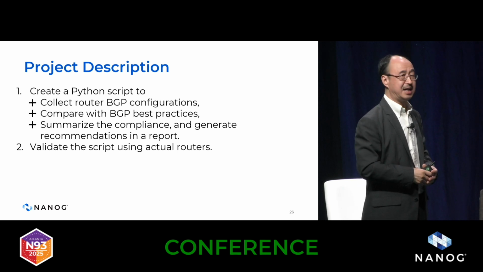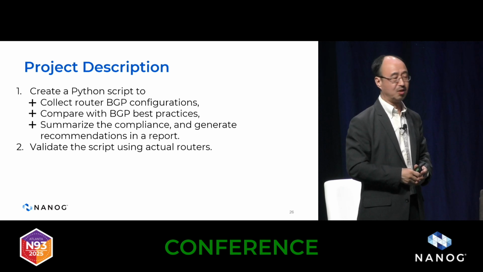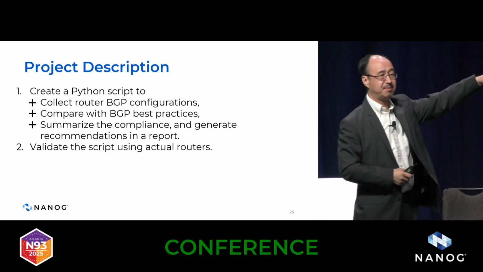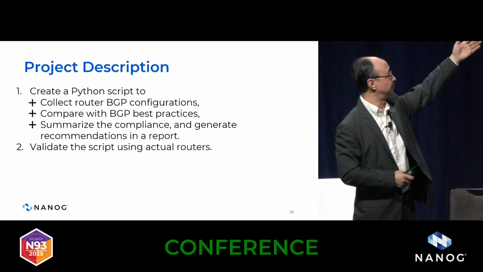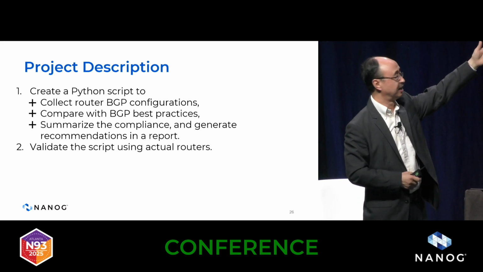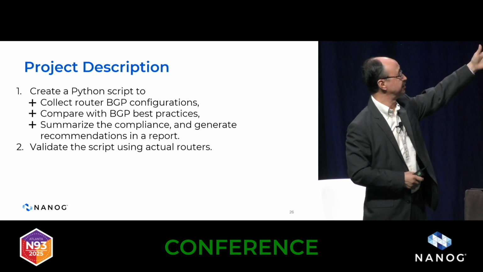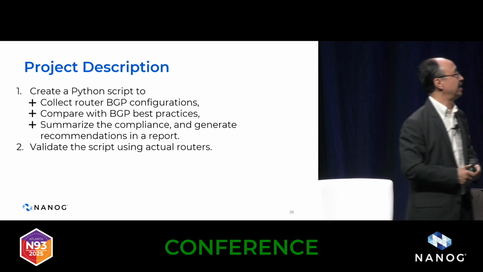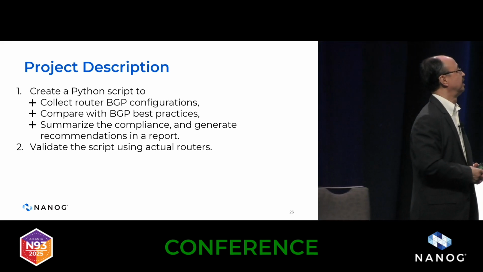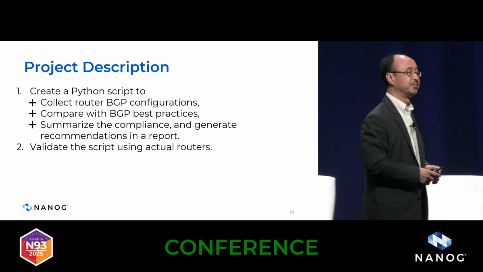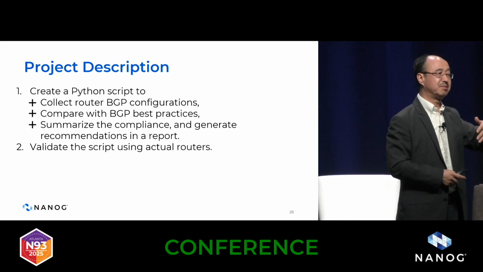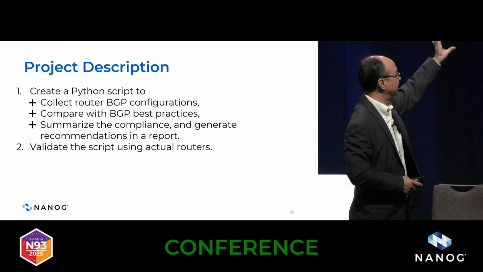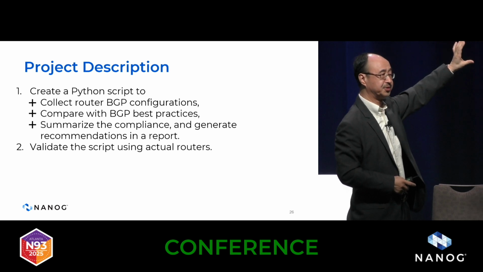This example is a very simple project. What we want the agent framework to do is create a Python script doing 3 things: collect router BGP configuration, compare with the BGP best practices, then summarize the compliance and generate recommendations in a report. Whether it's compliant, not compliant, what is not compliant, what are the recommendations, right? The script needs to do all these 3 things.